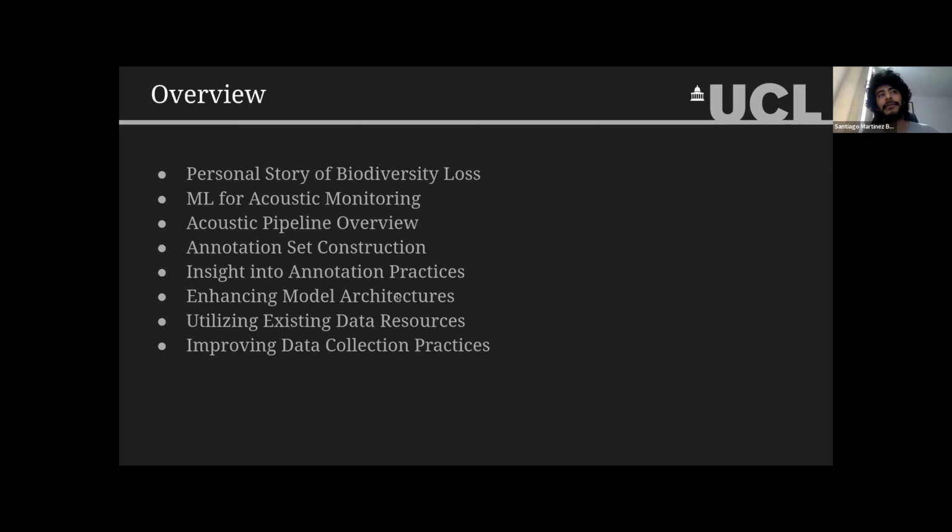for getting data. Then we'll go into details about how you go about building annotation sets for developing machine learning models. How do you do annotation in practice? What kind of model considerations do you need to think about when trying to deploy or develop machine learning solutions for the detection of bats and other animal sounds? How do you exploit as well existing data resources? Because I will talk also of several data challenges that we face. And finally, how we improve the data collection practices with machine learning.